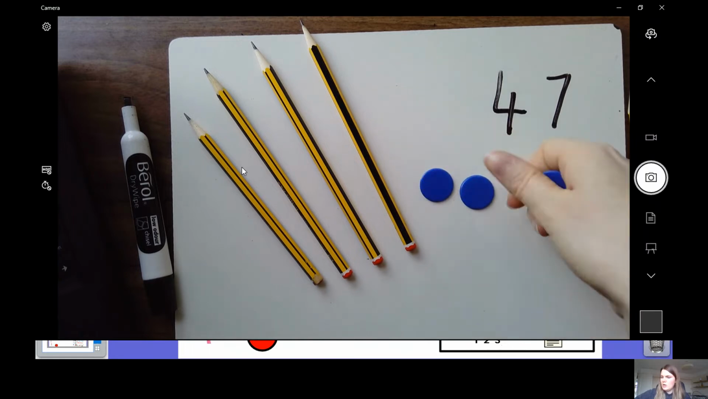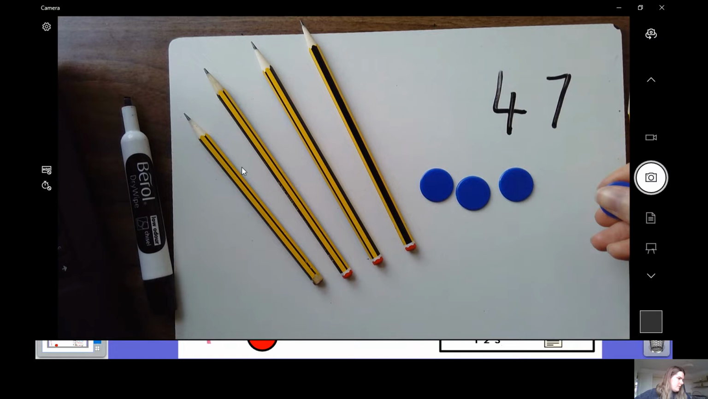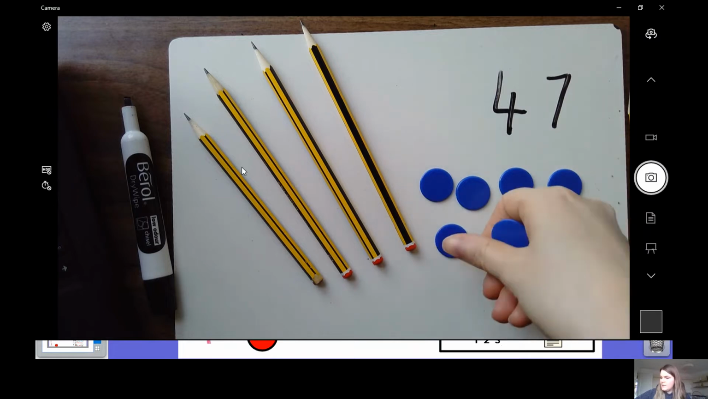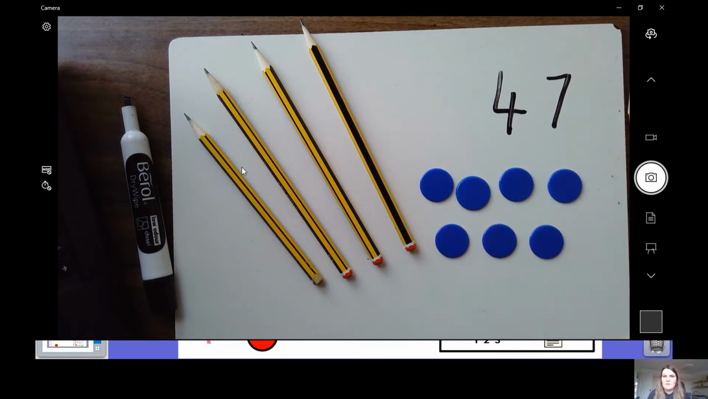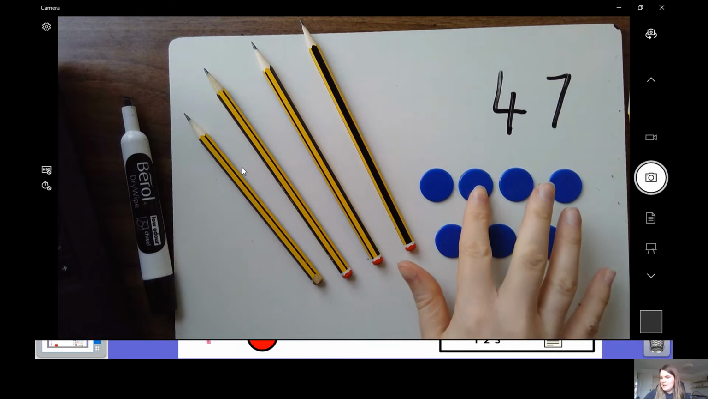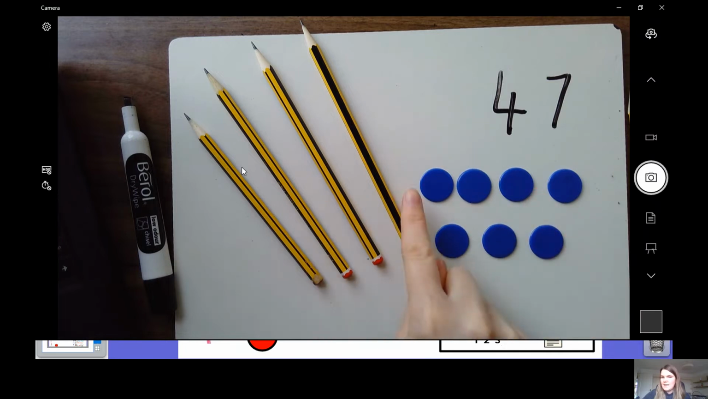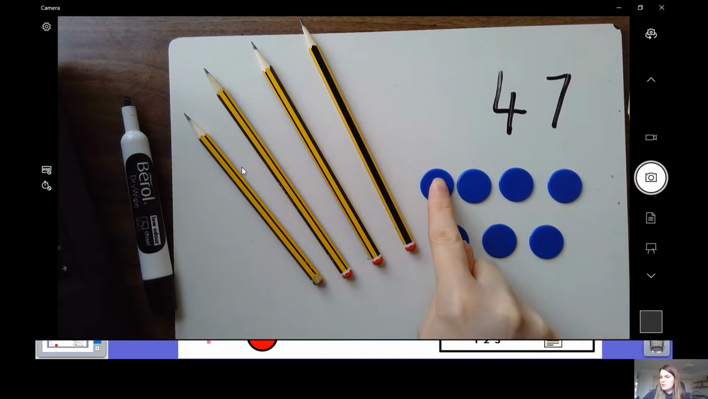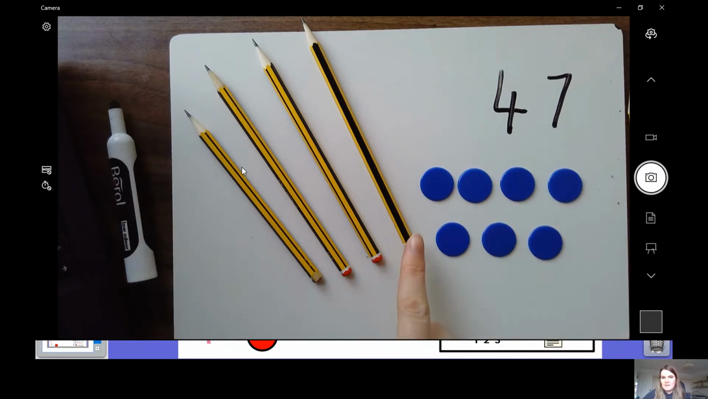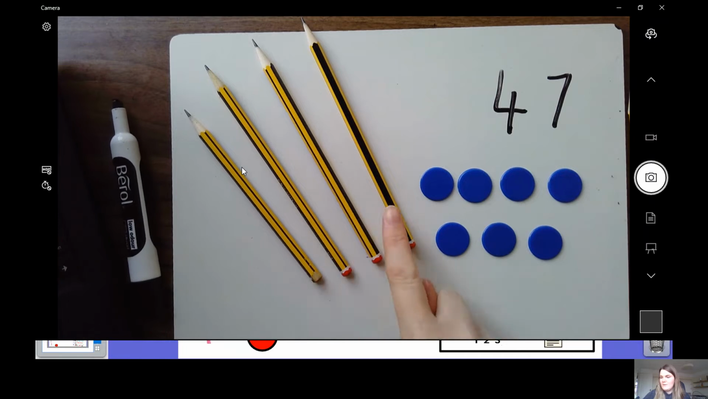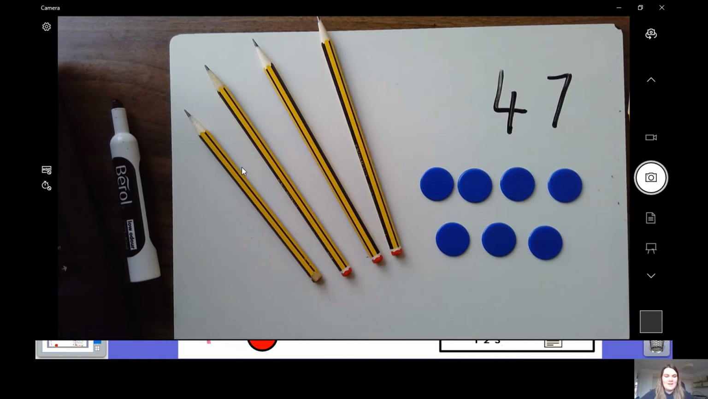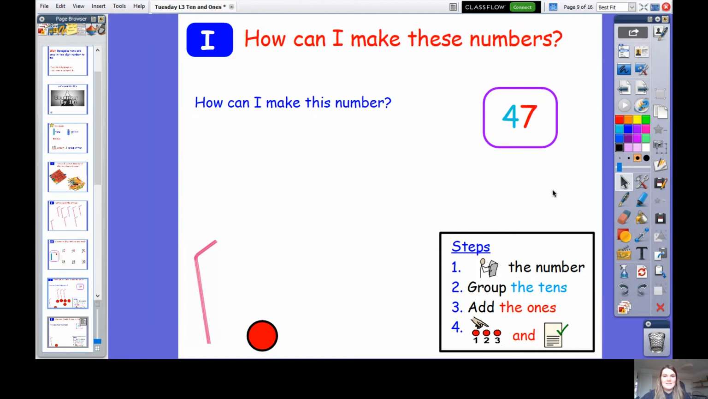1, 2, 3, 4, 5, 6, 7. Fantastic. I've got 47. 1, 2, 3, 4, 5, 6, 7. 40, 10, 20, 30, 40. I've made 47. Great. Let's see if we can make it with the straws.